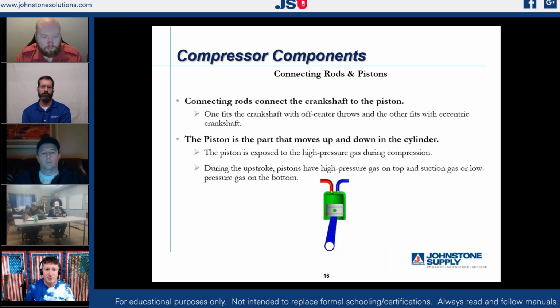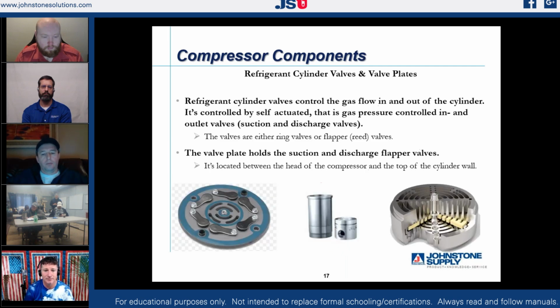So the connecting rods connect the crankshaft to the piston. One fits the crankshaft with off-center throws, and the other fits the eccentric crankshaft. So on a two-cylinder, we're just opposing. The piston is the part that moves up and down in the cylinder. The piston is exposed to high pressure gases during compression, and during that upstroke, the piston has high pressure gas on top and suction on the bottom side of it.